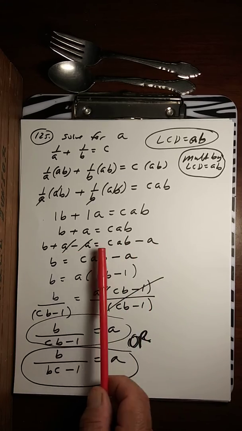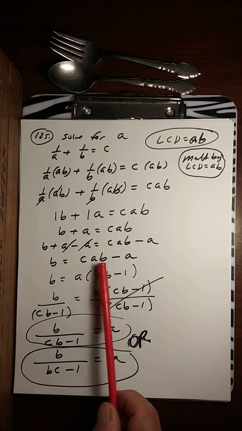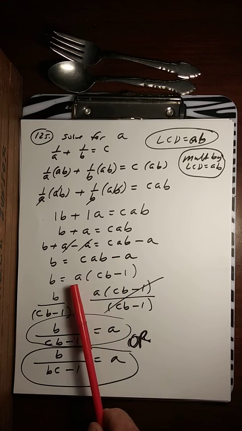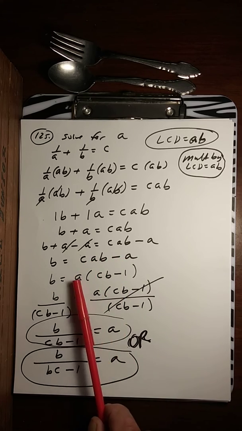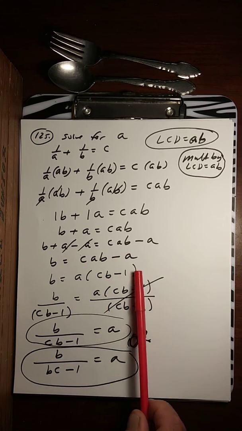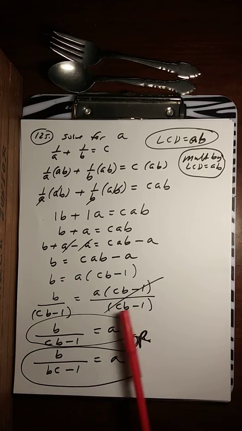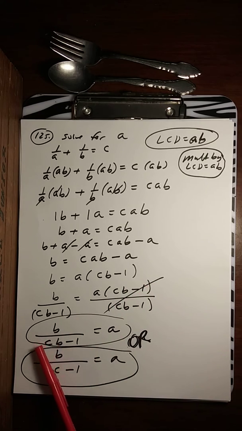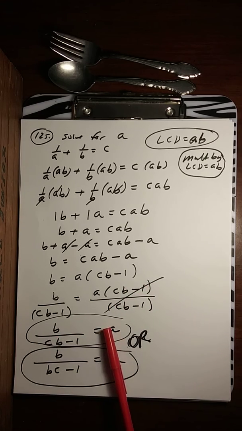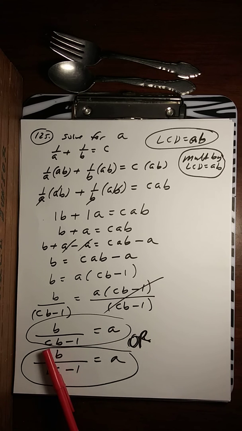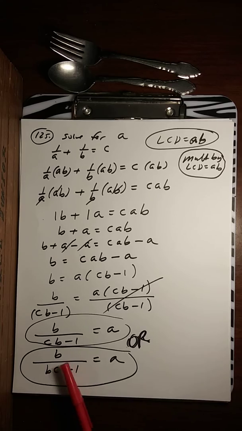Minus A, minus A. So now we have B equals CAB minus A. Now factor out the A. A times CB, A times negative 1. Now we can divide the left side and right side by what? CB minus 1, CB minus 1. These cancel. So we're going to have B over CB minus 1 equals A. Or we can flip it around, let's see. It's either CB or BC minus 1 on the bottom. So this one or this one are good.